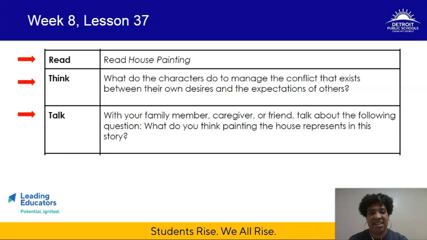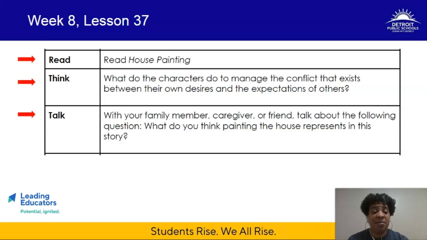And that's a key part of analysis. So we're going to do a skimming of House Painting in order to make sure that we can do this analysis. And today you're going to be thinking through, what do characters do to manage the conflict that exists between their own desires and the expectations of others? That question should sound familiar as well, because it is the guiding question for the text. So you're going to be doing the guiding question and essential question today.